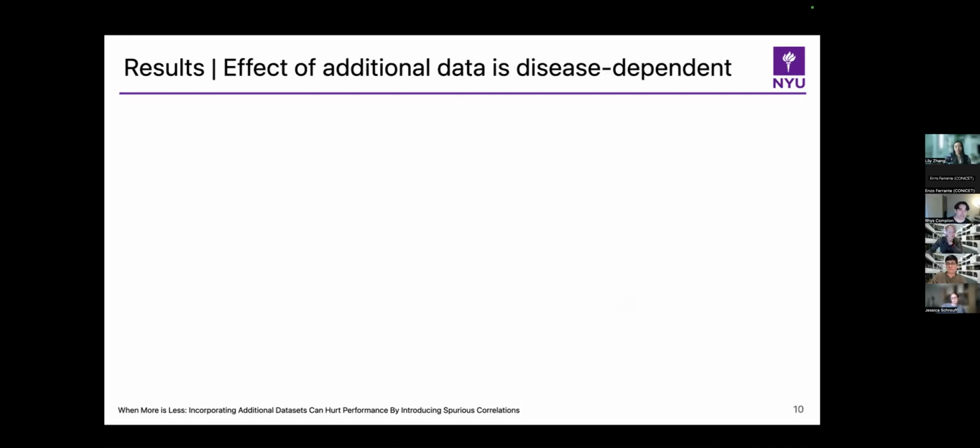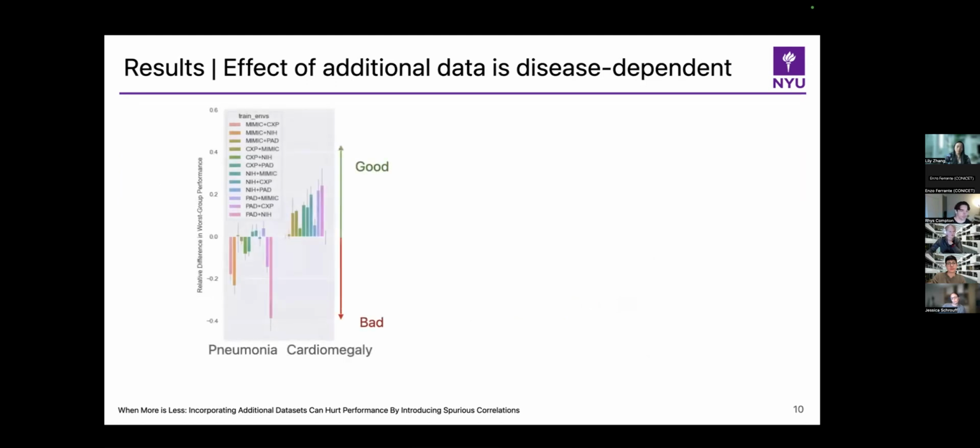A quick aside, we found also that the effect of this additional data is very disease dependent. This is just a crop of the same plot shown earlier with pneumonia and cardiomegaly. And you can see, for pneumonia, there are a lot of significant degradations, whereas for cardiomegaly, the effect of adding data is almost universally positive.